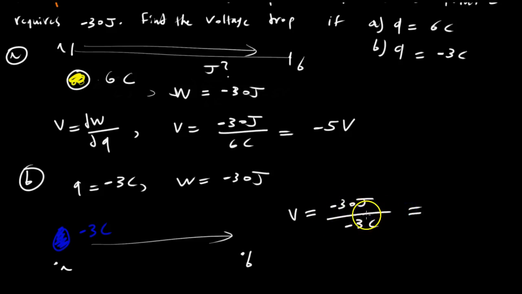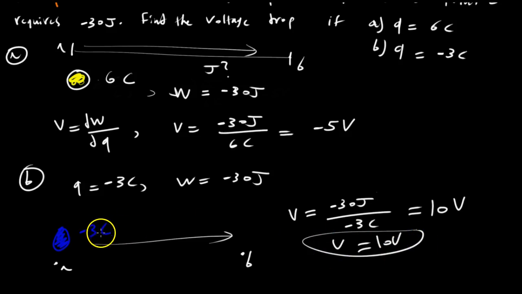Negatives cancel out. 30 over 3 is 10, and joules over coulomb are volts. So we need 10 volts to move negative 3 coulombs of electrons from some point A to some point B. So that is that problem.